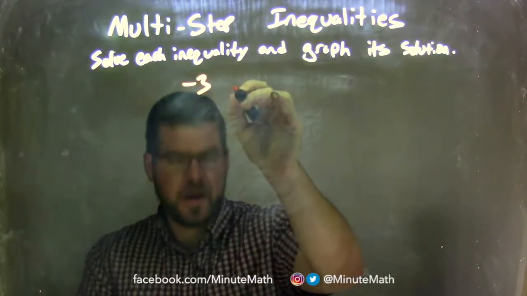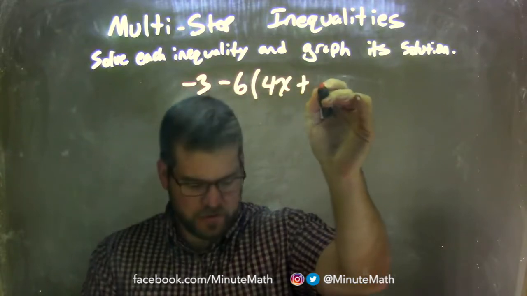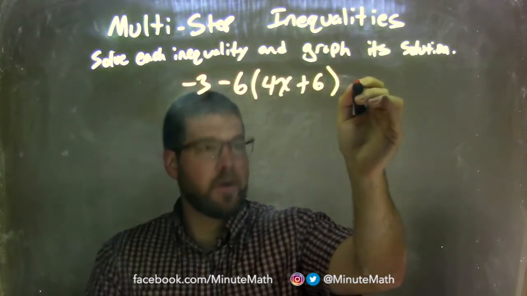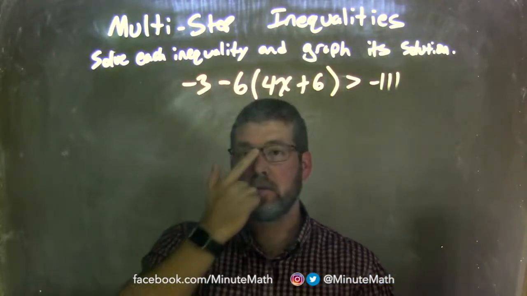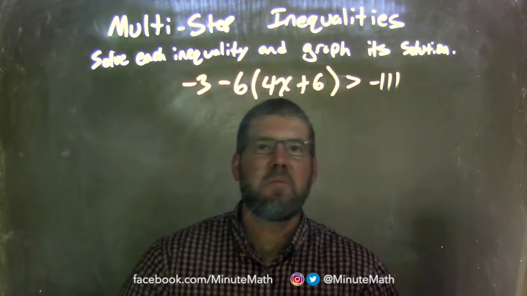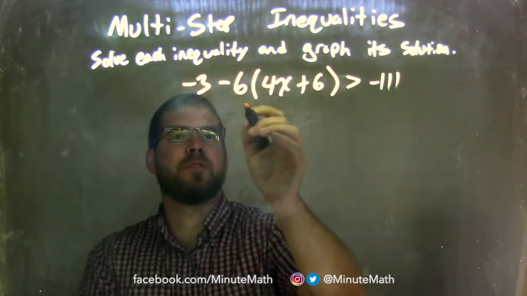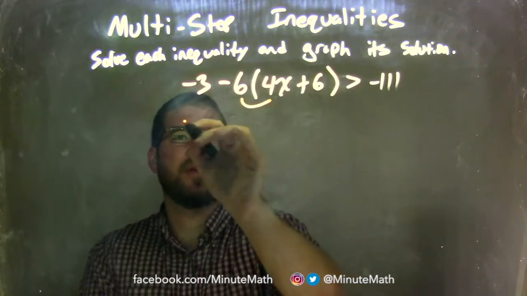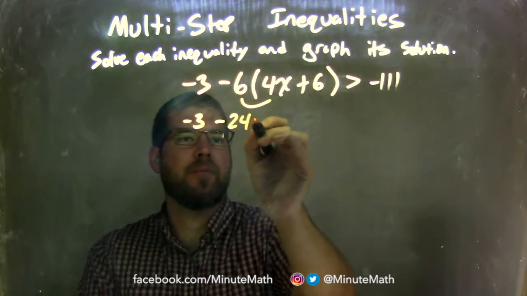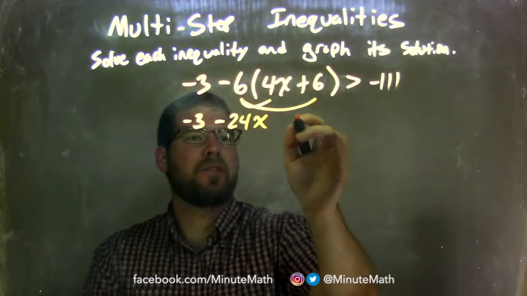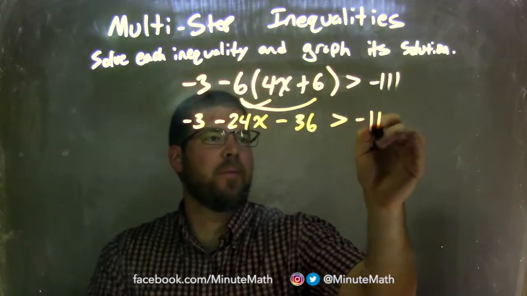Negative 3 is less than negative 6 times parentheses negative 4x plus 6, is greater than negative 111. Okay? Well, there's a few ways you can solve this, and it really depends on how you want to do it. I'm going to distribute first. So I'm going to distribute the negative 6: negative 6 times the negative 4 is a negative 24x. And the negative 6 times the positive 6 is a negative 36. And we said that's less than, or greater than, negative 111.